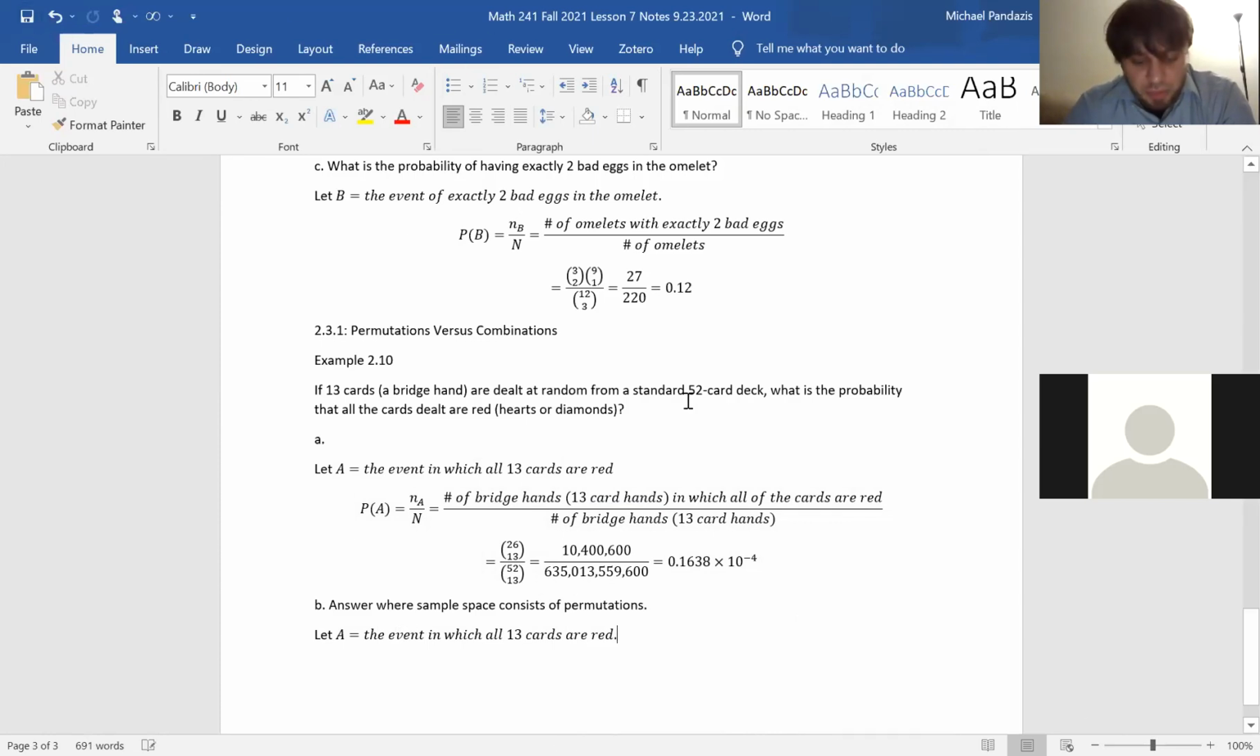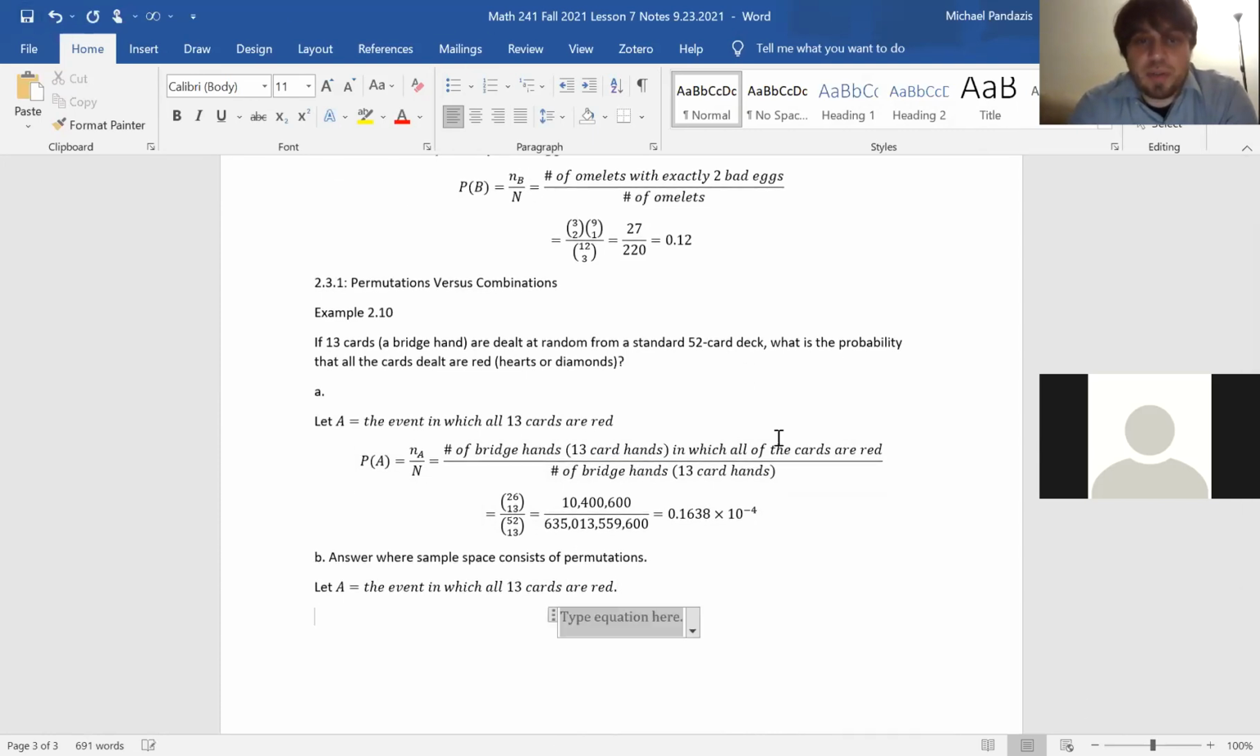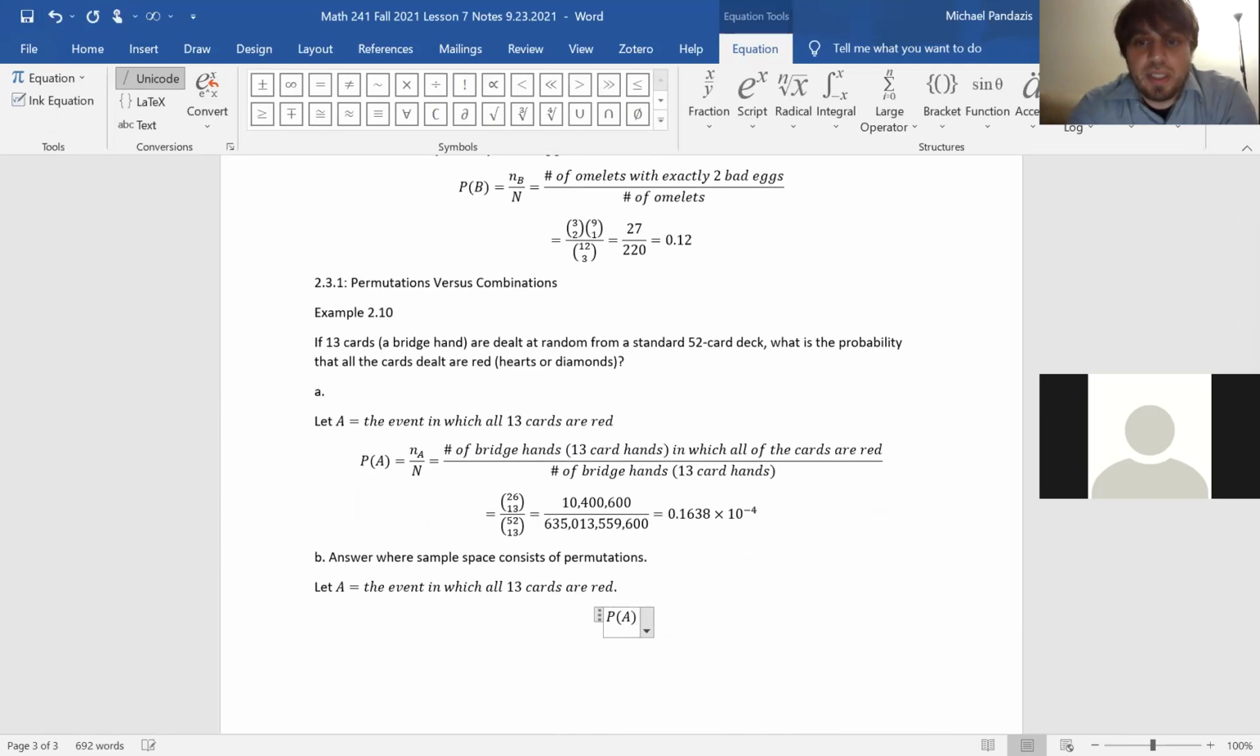Okay, and so we want to calculate the probability of this event, but by using permutations instead of combinations. Once you make a choice of permutations or combinations, you have to stick with that choice throughout the problem. You can't calculate some things using combinations and some things using permutations. Everything has to be done by one or the other exclusively. Okay, so P of A is still N sub A over capital N.